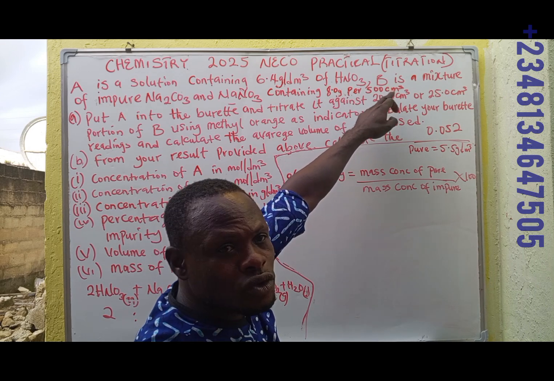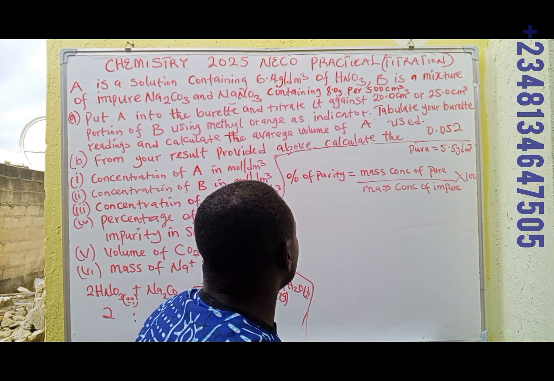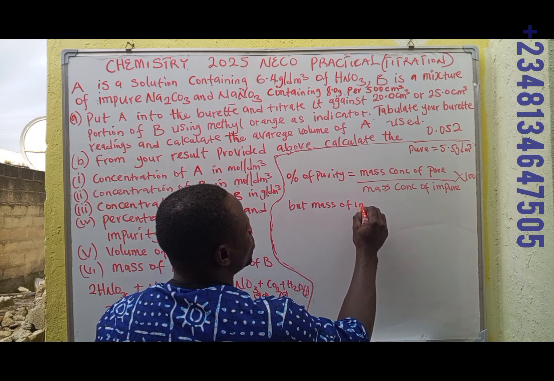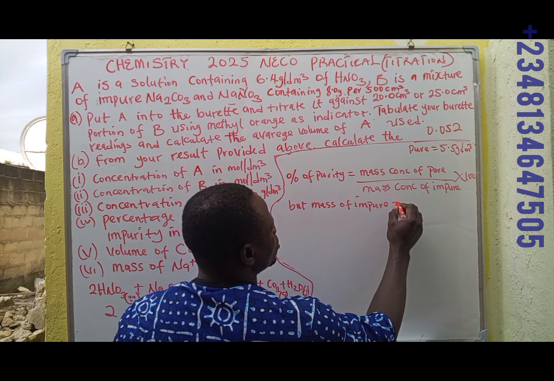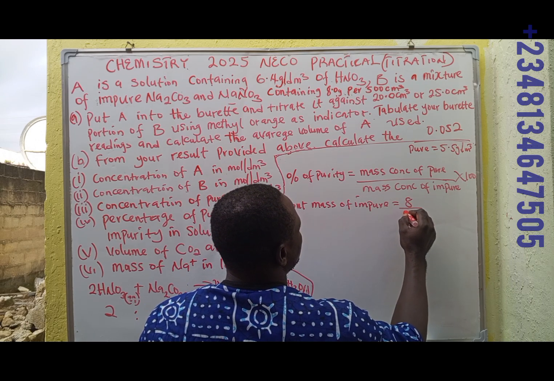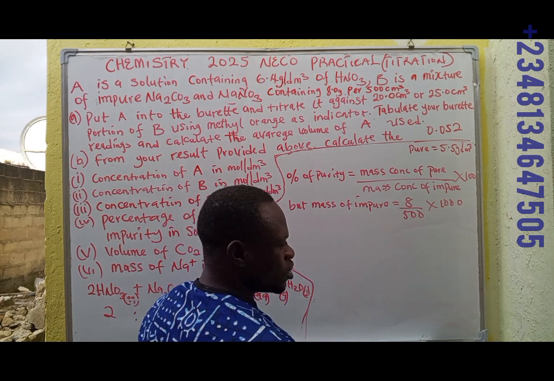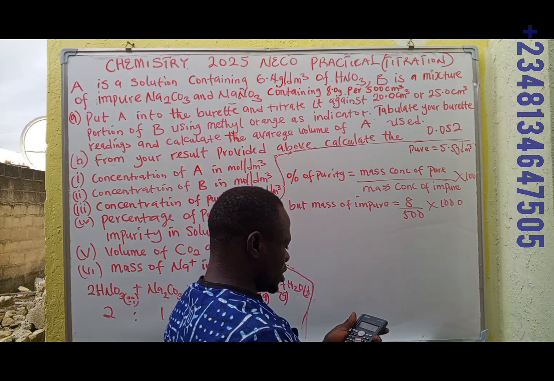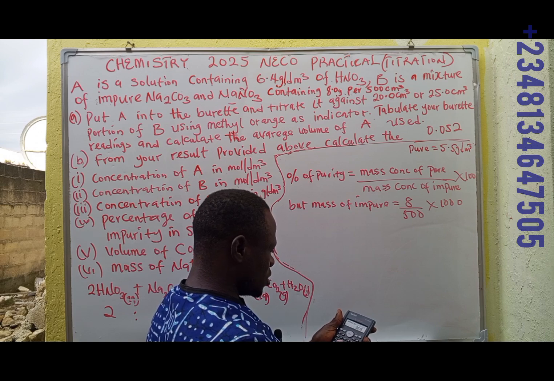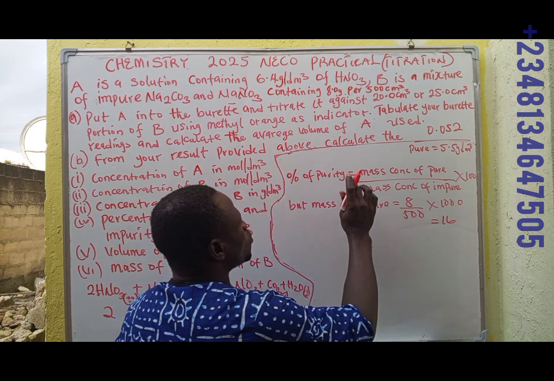8.0 grams per cm cubed. But mass concentration is always expressed in dm cubed, not in cm cubed. So we need to change this one. So we say the mass concentration of impure is equal to 8 divided by 500. You have to change it to dm cubed, times 1000. So what you have is 8 divided by 500 times 1000, which is equal to 16. So put it in your formula.